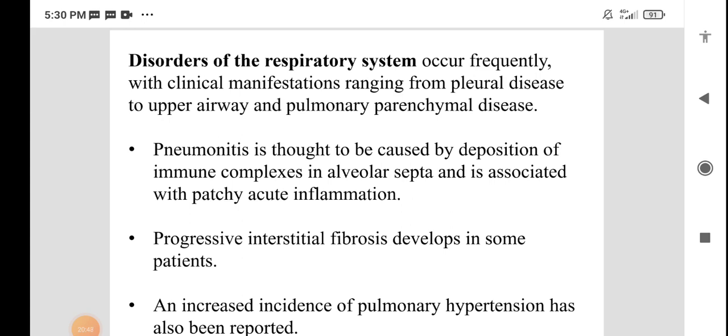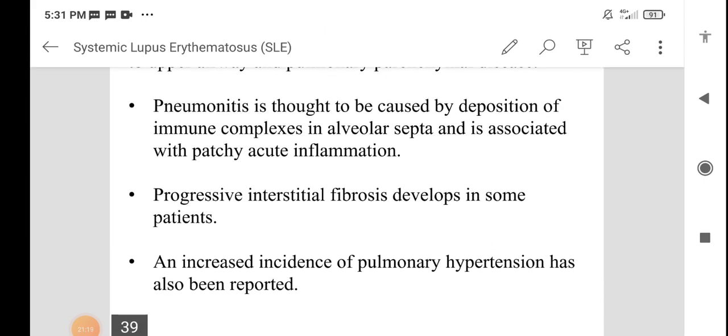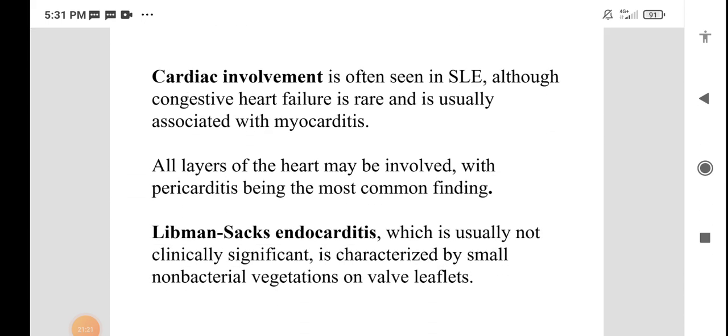Disorders of the respiratory system occur frequently, with clinical manifestations ranging from pleural disease to upper airway and pulmonary parenchymal disease. Pneumonitis is thought to be caused by deposition of immune complexes in alveolar septa and is associated with patchy acute inflammation. Progressive interstitial fibrosis develops in some patients. An increased incidence of pulmonary hypertension has also been reported.